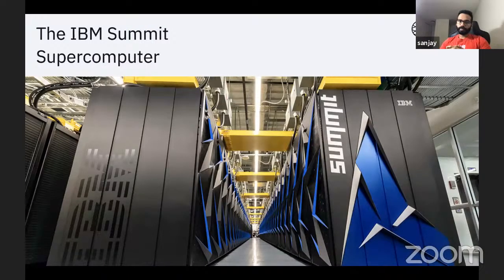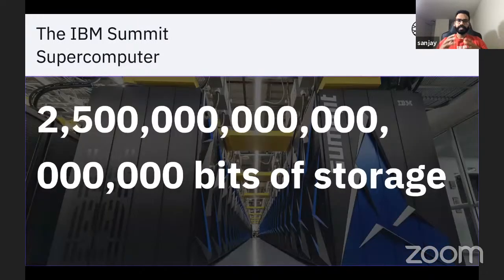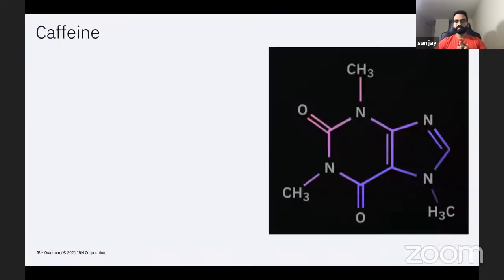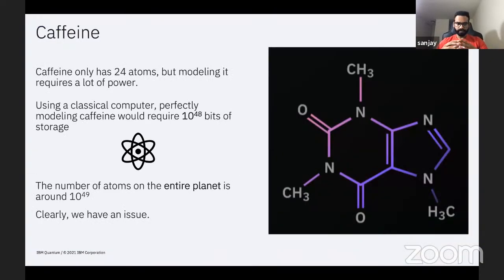This is the IBM Summit supercomputer. It has this many bits of storage, but still, which is not enough to perfectly model a caffeine molecule. Now, what exactly is caffeine? Caffeine has 24 atoms in it, but modeling it requires a lot of power. Using a classical computer, perfectly modeling caffeine will take about 10^48 bits of storage, and 10^48 bits is a huge amount of bits. The number of atoms on the entire planet is about 10^49. So clearly we can see there's a huge problem that we need to address.